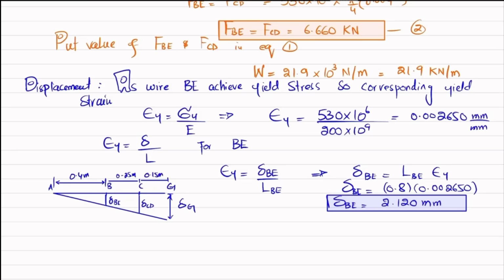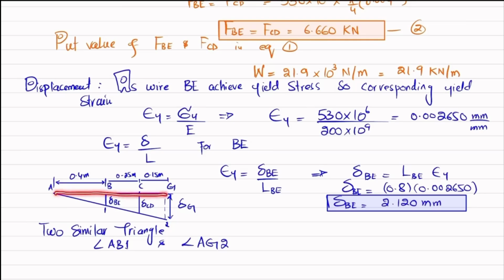Now you can see you have similar triangles. One is this one, clear? The second one is this one, clear? So we will take these similar triangles. Let's say this is your 1 and this is your 2. So two similar triangles: the first one is right angle triangle AB1, and the other is triangle AG2. By taking the ratio of their sides, if I take AG divided by G2, that will be equal to AB divided by B1.